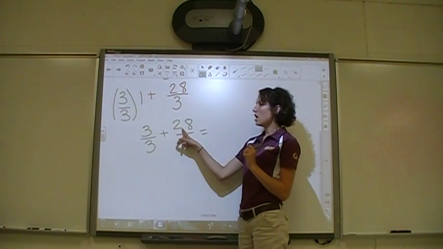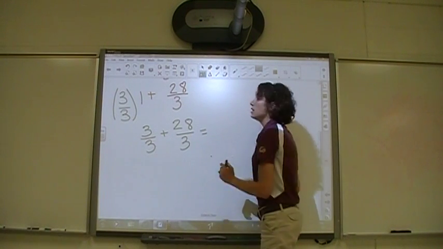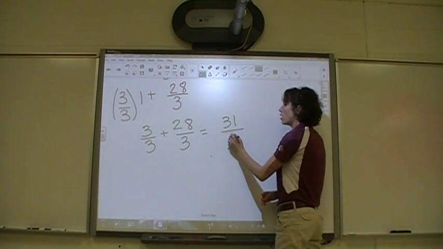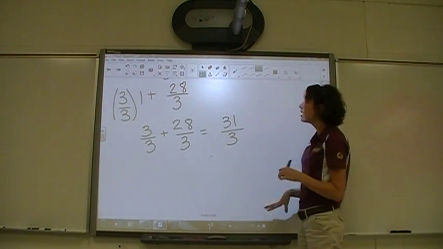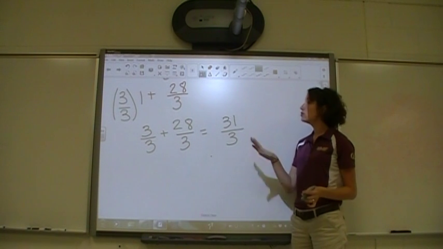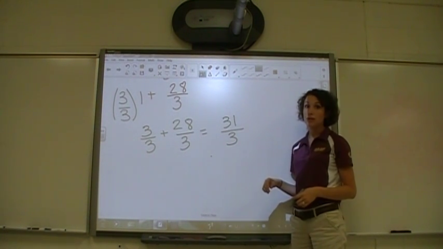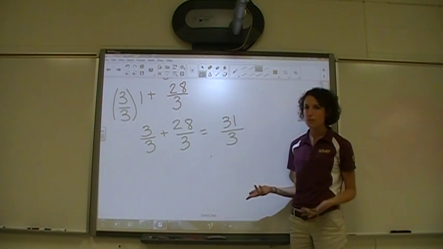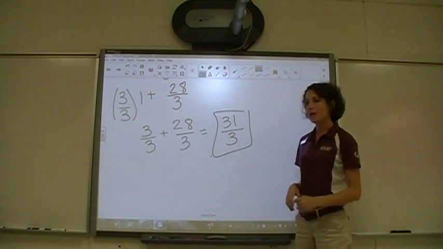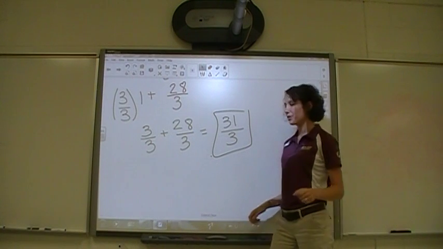You add the top. 3 plus 28 is going to give me 31, and then you just use one of the bottoms, one of your denominators. So your answer is 31 over 3. For me, you do not need to change this into a mixed number because that's just something that you might get wrong. So 31 over 3 is my answer. Let's try another one.